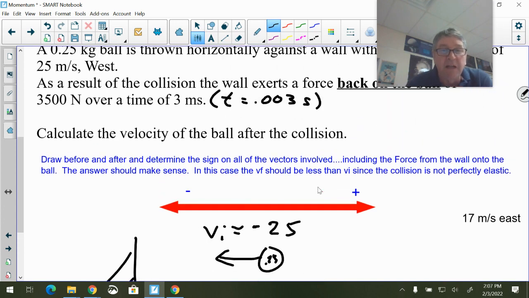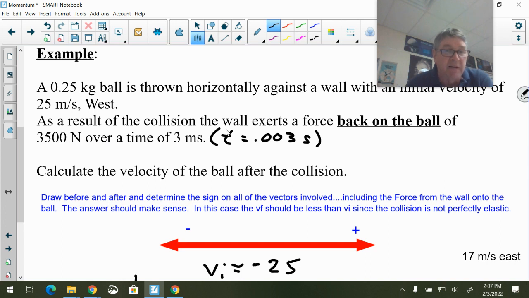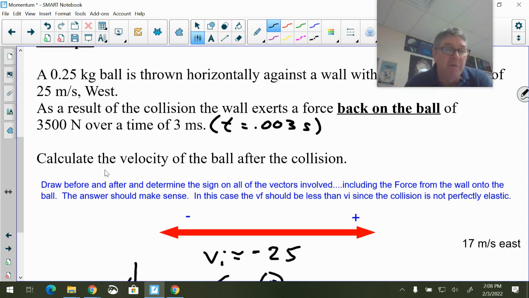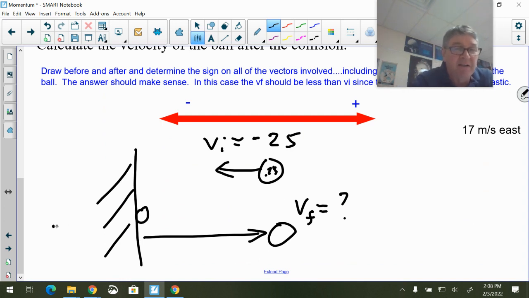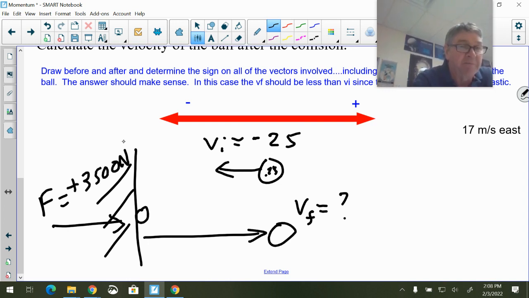The other bit of information we need is the force acting on the ball. Again, you have to read this carefully. It says, as a result of the collision, the wall exerts a force back on the ball of 3,500 newtons. And there's the time it took for that interaction, like throwing the egg into the sheet. It took time for that to occur. The key is that the force is back on the ball from the wall, so it's pointing to the east. Because that force is pointing to the east, we treat it as a positive force. You don't have to write the positive sign, but it's important to realize that it could be negative if we're going the other way.